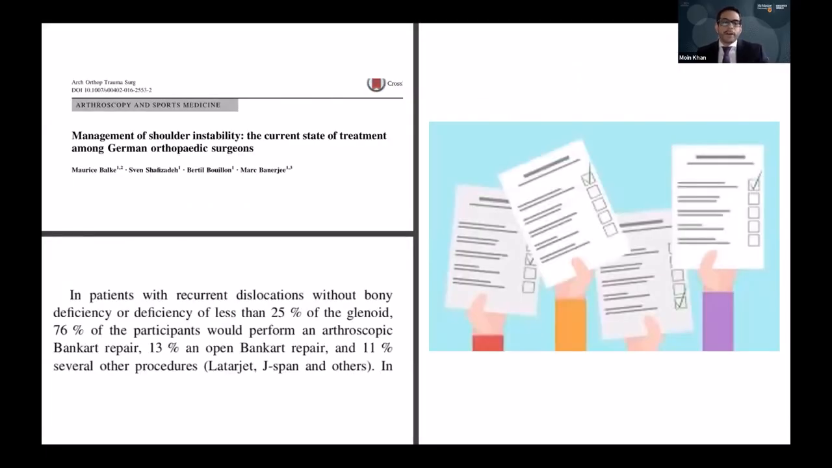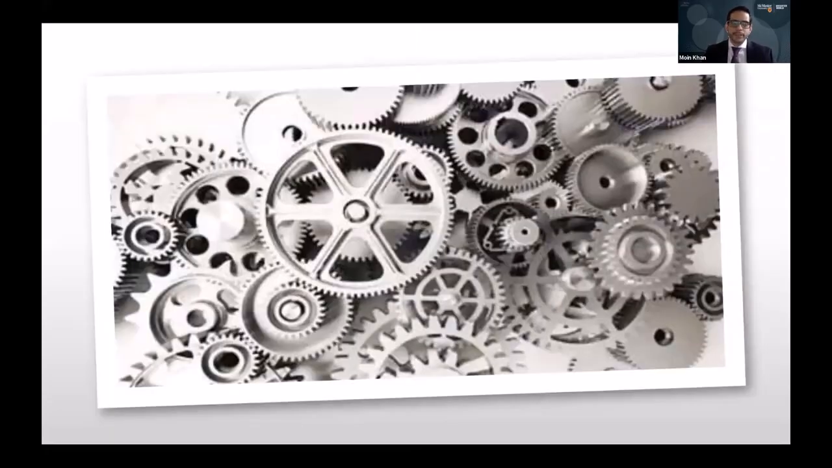What about in Europe? This is a survey of German orthopedic surgeons. They presented a scenario with recurrent dislocation with less than 25% glenoid bone loss. 76% of participants said they would perform an arthroscopic Bankart repair, and 11% said they would perform some other procedure, whether Latarjet or something else. So both of these procedures have their biomechanical basis.